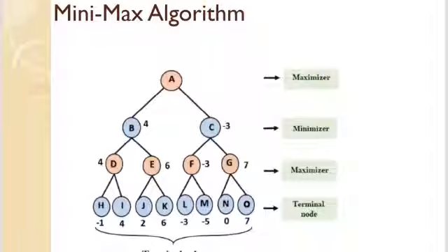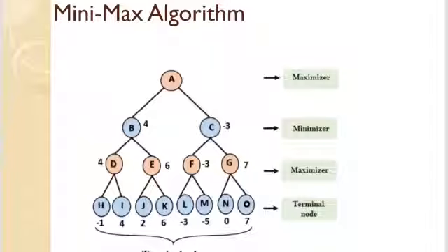Now next, for the D, E, F, G terminal nodes, we have 4, 6, -3 and 7 respectively. Now from D to E, D has value 4 and E has value 6. What will be the minimized value, the minimum value? That is, yes, obviously 4. For F we have -3 and for G we have 7. What will be the minimum value? That is -3. So here we have two values.